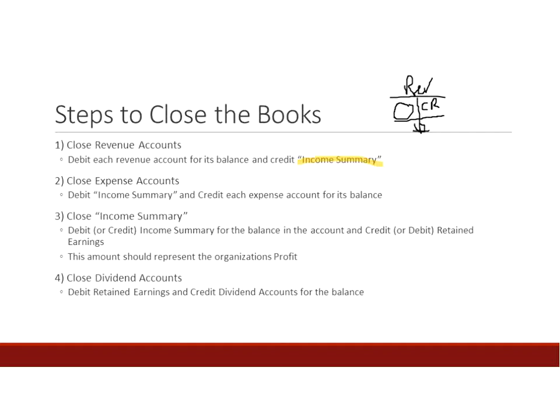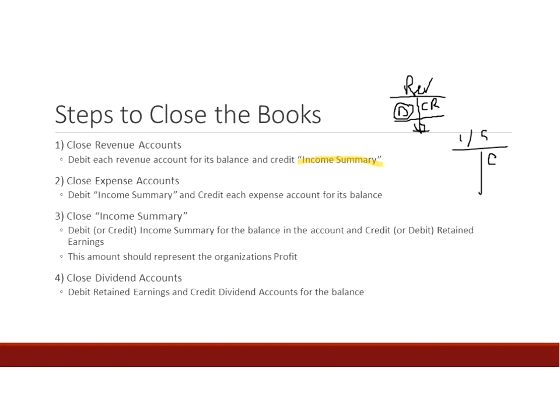And so we need to debit each revenue account. So we may have a service revenue, sales revenue, fees earned, any of those revenue accounts. We're going to debit each of them for their balance and credit what we call income summary. So again, we'll have this income summary account. And if we're debiting our revenue, we're going to credit our income summary.